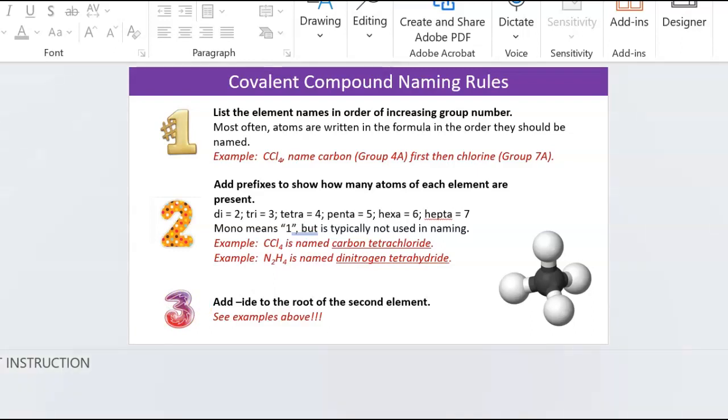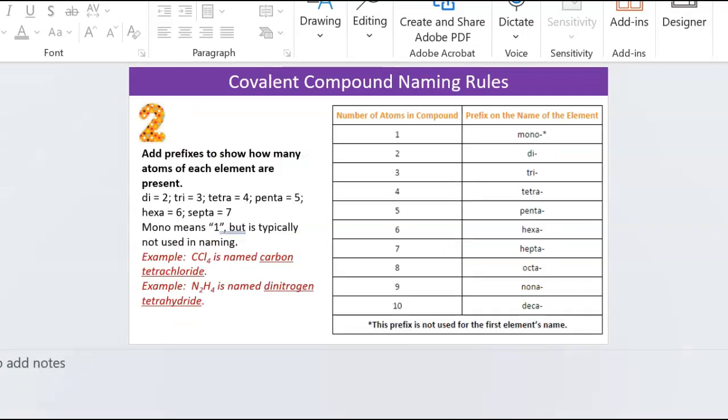Here's a list of the prefixes that we went over last week, 1 through 10. 1 has a little asterisk next to it because we don't start with that, so we wouldn't say monocarbon monoxide. We would just say carbon monoxide. Di is 2, tri is 3, tetra for 4, penta for 5, hexa 6, hepta 7, octa 8, nona 9, and deca 10.